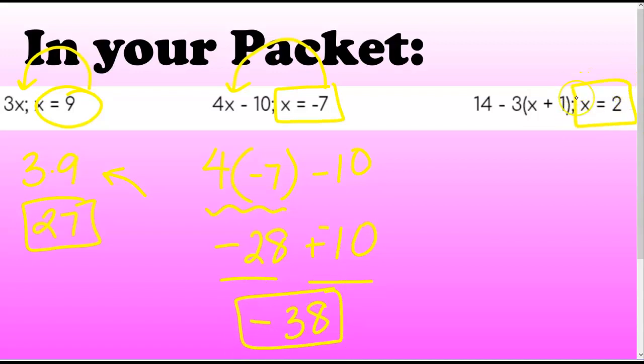Put a little box around that 2. Your 2 is going to go in here. So I'm going to get 14 minus 3 times 2 plus 1. Again, order of operations, I do parentheses first. I now have 14 minus 3 times 3. Notice that I'm rewriting everything. You need to make sure you're taking the time to rewrite things and refocus. Now I need to multiply first. So I have 14 minus 9, which is 5.